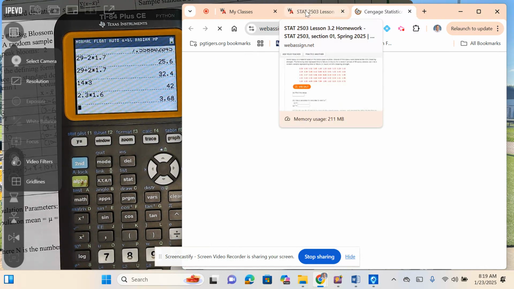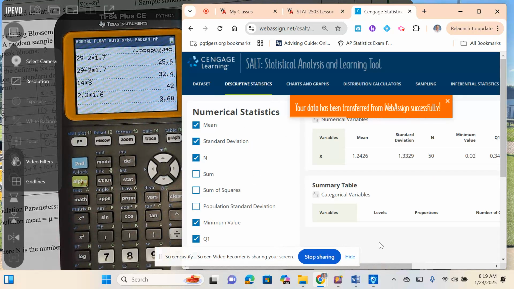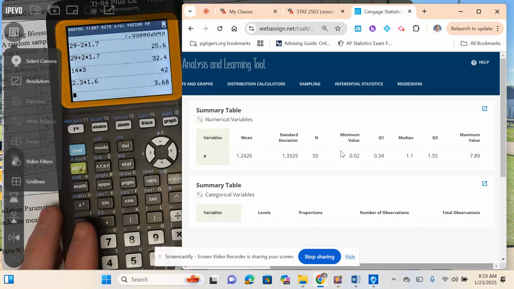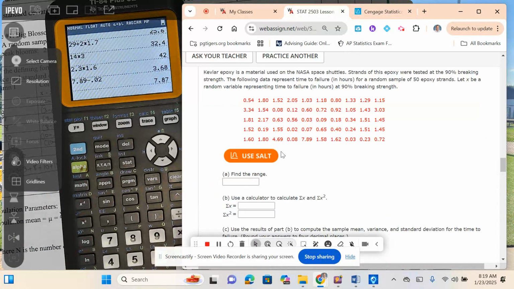Now, range, I don't believe it gives you the range here. Well, it kind of does, because y'all know what the range of a distribution is. I did not cover this very well. Exactly, the maximum value minus the minimum value. So I could go to the data set and track down which one's the highest and which one's the lowest, or I could just come here: 7.89, the max, minus the minimum. So 7.87 for me.